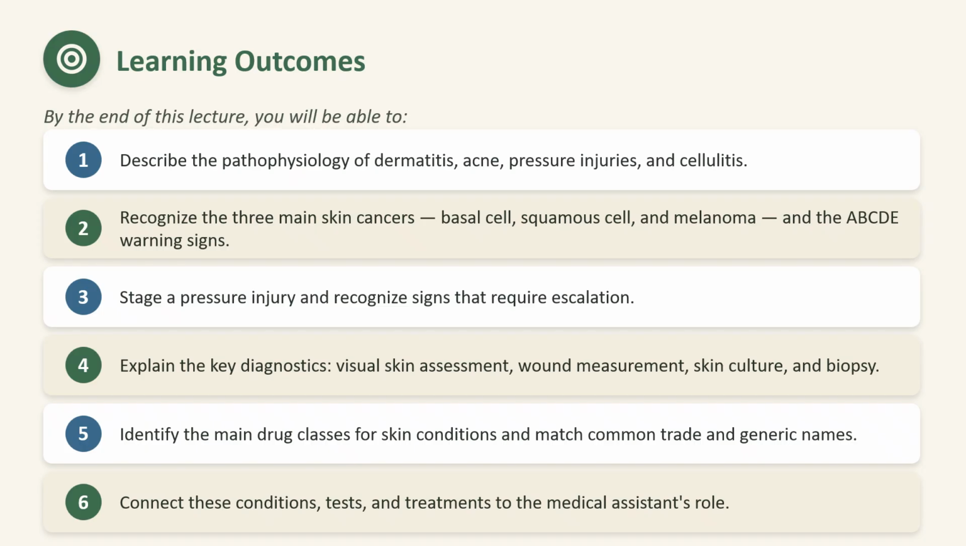And sixth, as always, connect all of it to your role as a medical assistant. You are often the person who spots the problem, documents it, measures it, collects the specimen, and educates the patient. Keep these goals in mind. The summary will return to them.